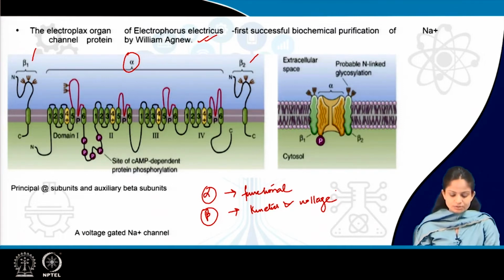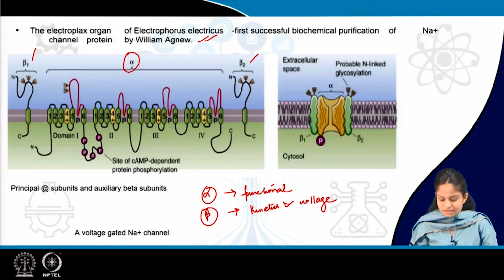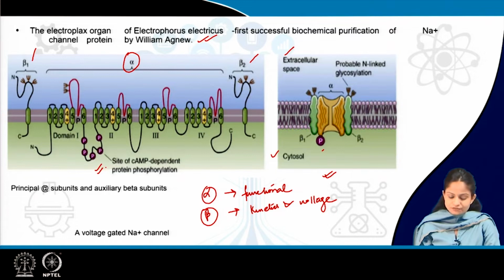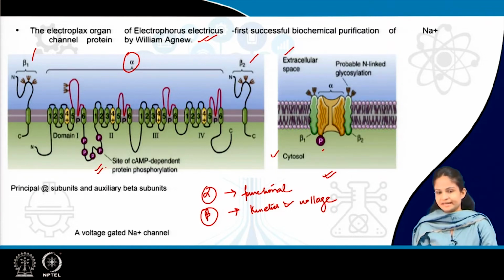So, the alpha subunit, as we can see in this diagram: this is the extracellular space and this is the ICF. This is your alpha subunit and these are the beta subunits. The alpha subunit bears a P site, the phosphorylation site. Here also we have this P site. This phosphorylation site modifies the activity of the channel protein.